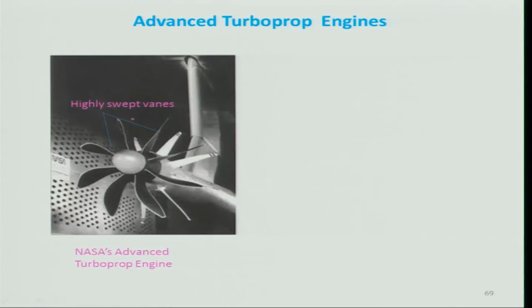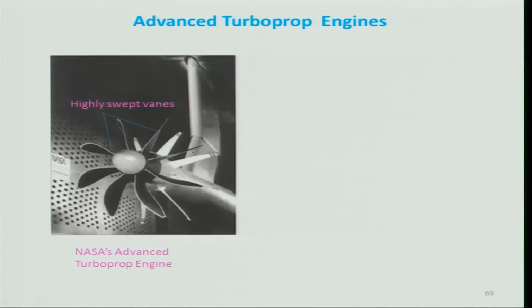But the problem with this kind of vanes is that it creates a lot of noise, and it will also give an offset kind of twisting, because that is known as the P factor. Asymmetric thrust will be generated when the propeller rotates. So, here it will be more stringent.